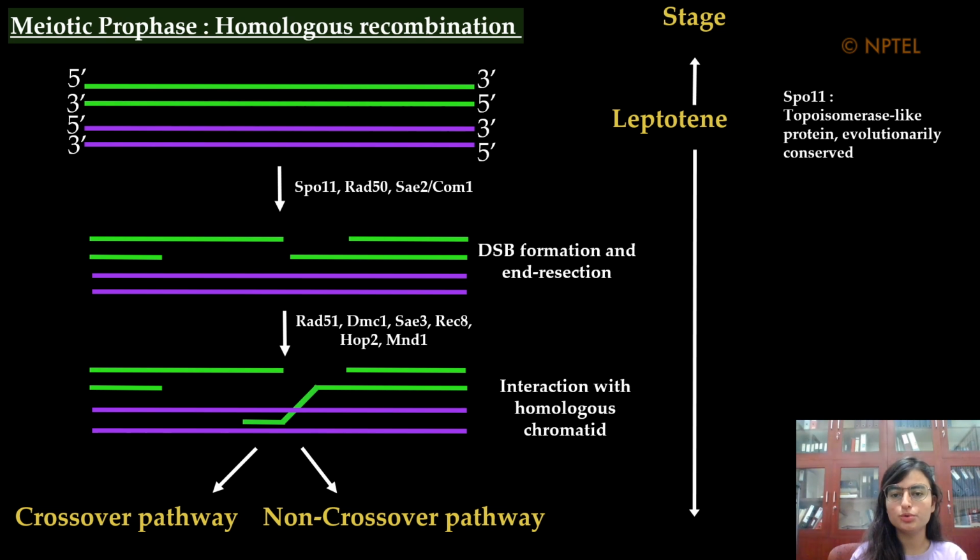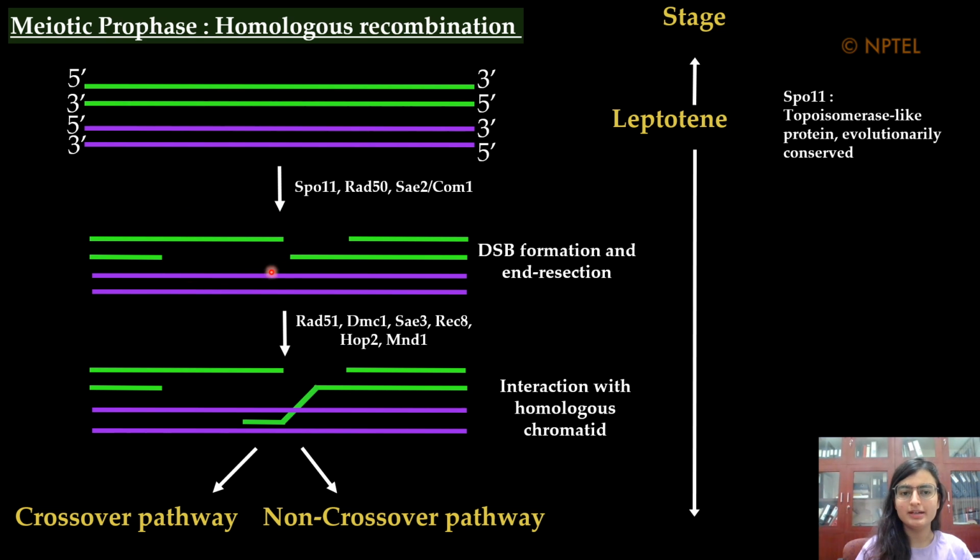What is important to note here is that in most of the organisms, the generation of the DNA double-strand break is a prerequisite for homolog pairing to occur. And as we have seen in the previous lecture, the homologs start to co-align during the leptotene stage. So the DNA double-strand breaks are generated during the leptotene stage.